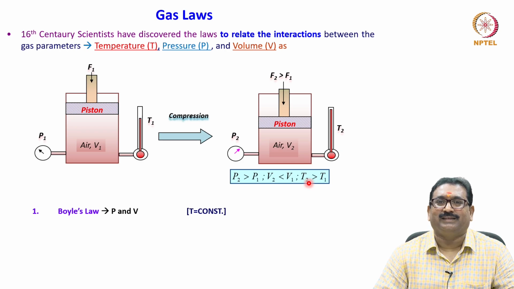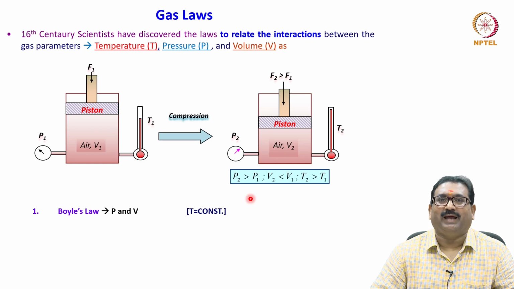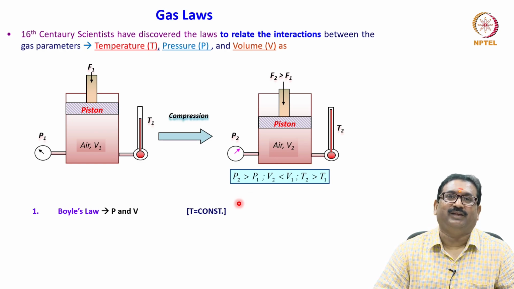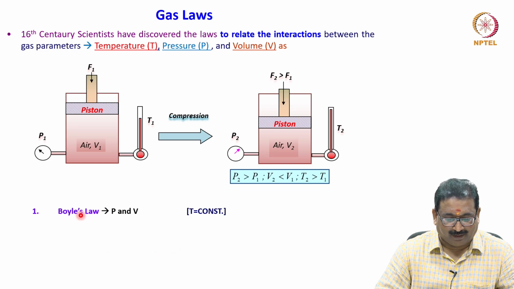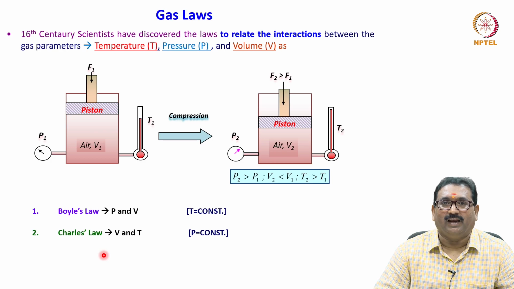Then based on this, different scientists studied by keeping one parameter constant and varying two parameters. Here you will see Boyle's law. He kept temperature constant and he studied what happens to pressure and volume inside the container. Charles' law relates to the volume and temperature. If you keep the pressure constant, what happens?